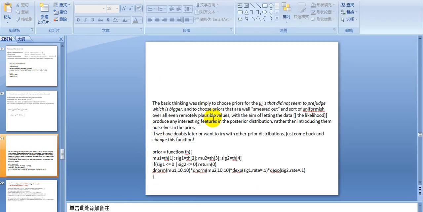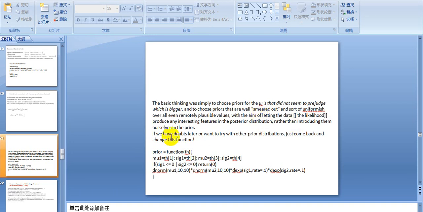Okay. So the basic thinking was simply to choose priors for mu i that did not seem to prejudge which is bigger, and to choose priors that are well smeared out and sort of uniform over all even remotely plausible values, with the aim of letting the data, the likelihood, produce any interesting features in the posterior distribution. Right? We don't want the prior to dominate our posterior inference. We want to make the prior really weak, so that our data can tell what's going on here.